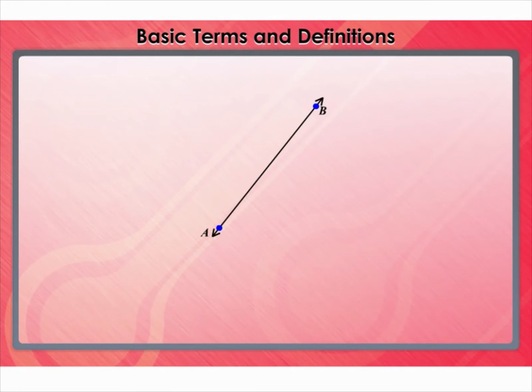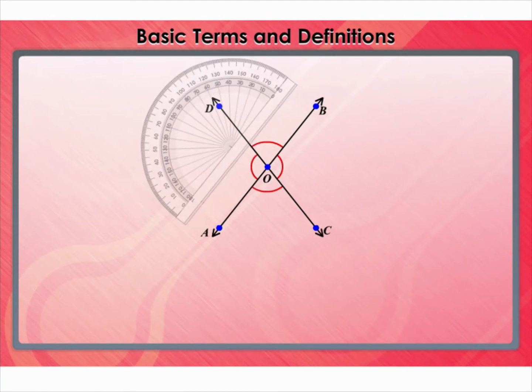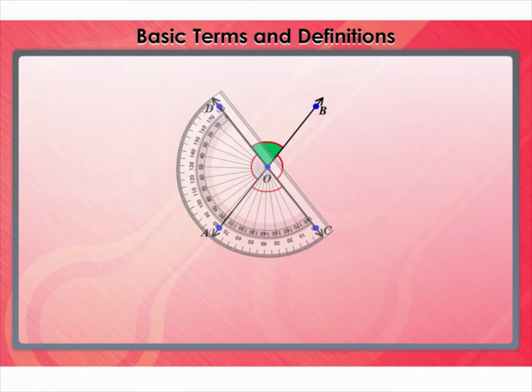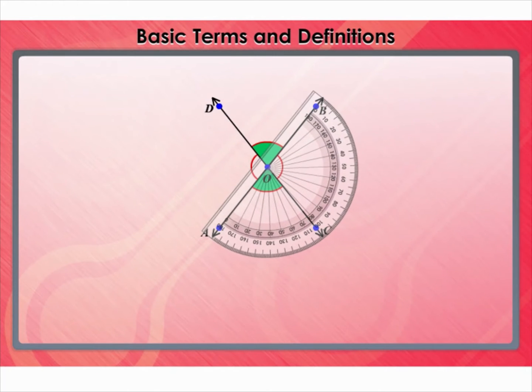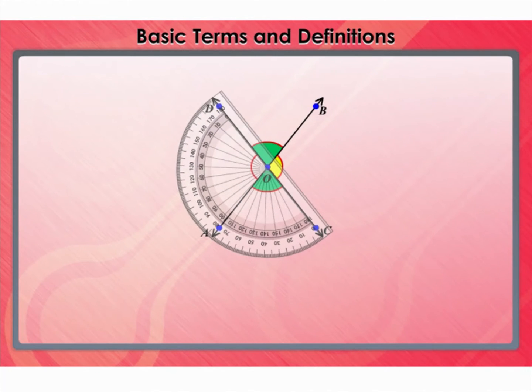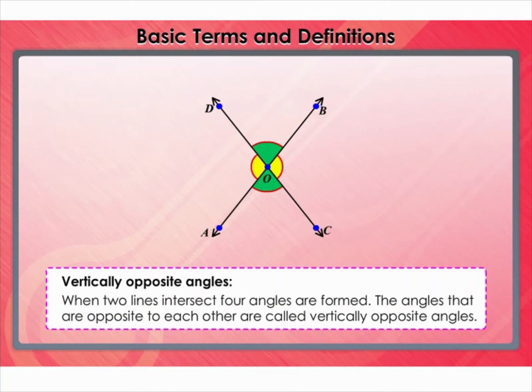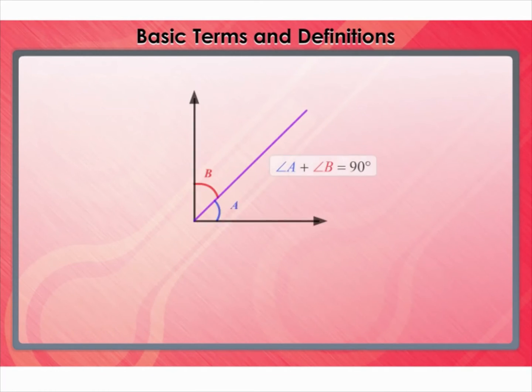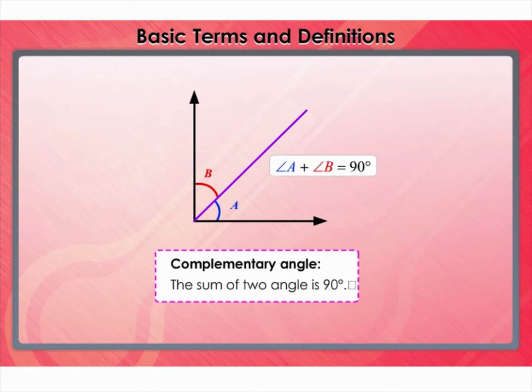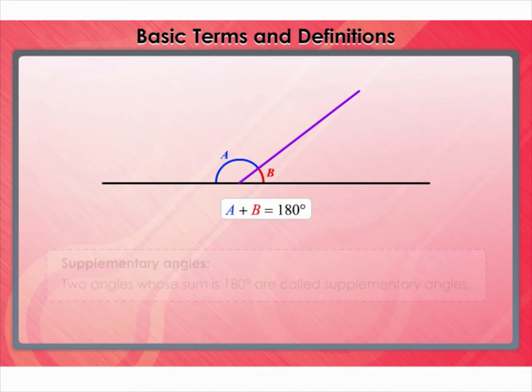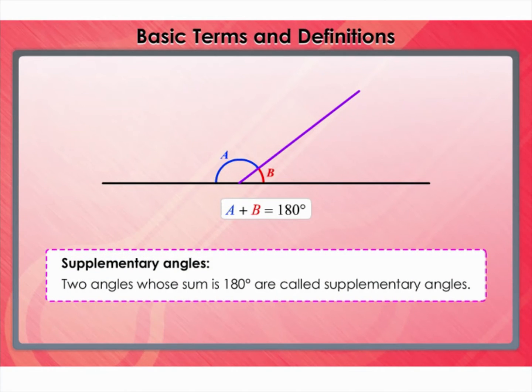Consider the lines AB and CD intersecting at the point O. At the point of intersection, four angles are formed. On measuring the opposite angles, you will find that they are equal. Such angles are known as vertically opposite angles. Two angles whose sum is 90 degrees are called complementary angles. Two angles whose sum is 180 degrees are called supplementary angles.